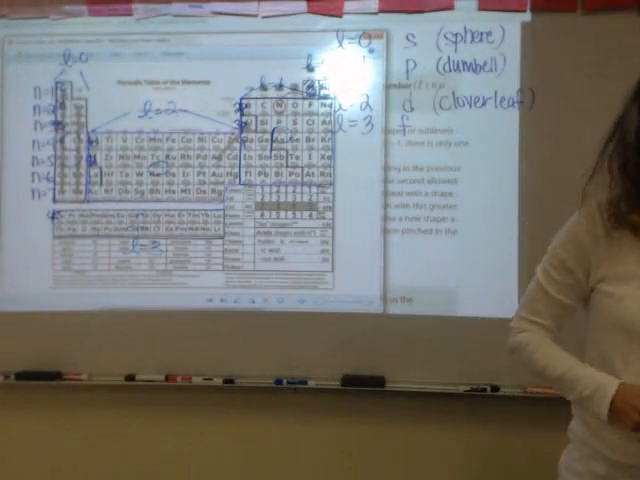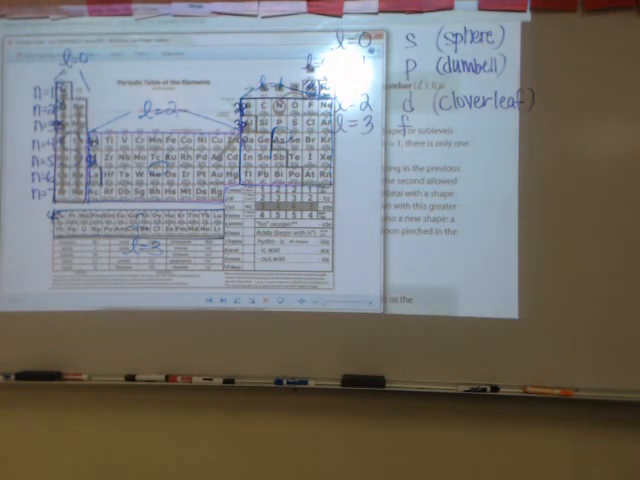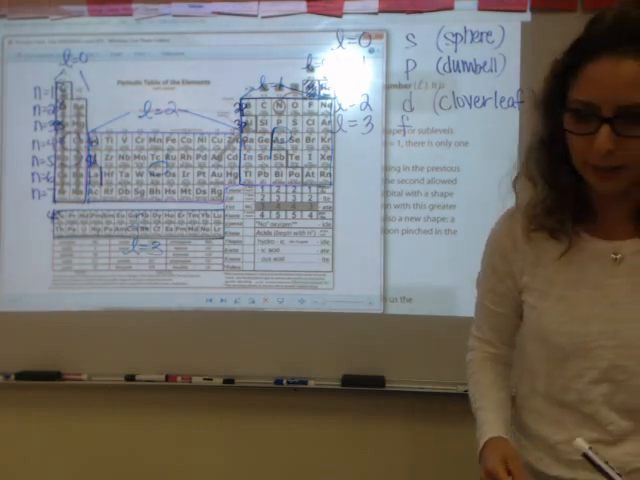I think you get the idea. So n equals 1 has an s. n equals 2 has an s and a p. n equals 3 has an s, a p, and a d. n equals 4 has an s, a p, a d, and an f.